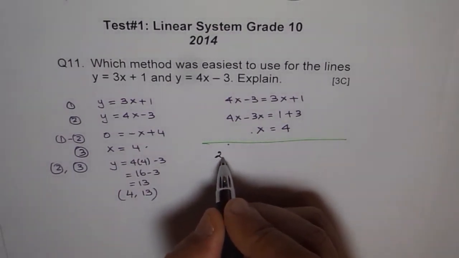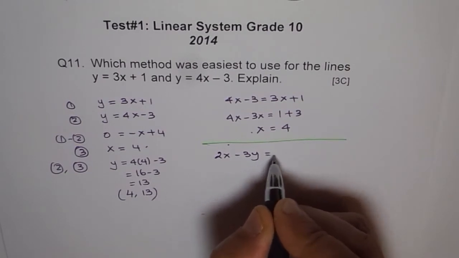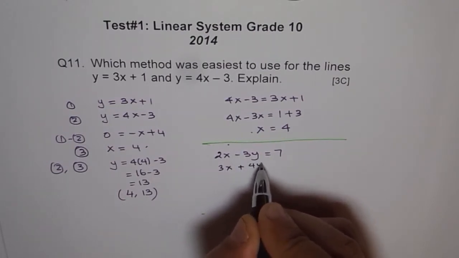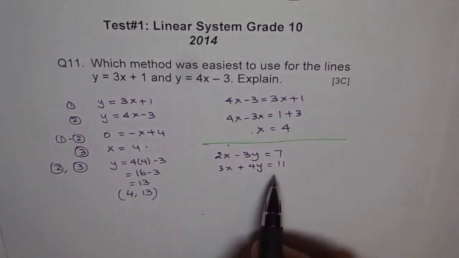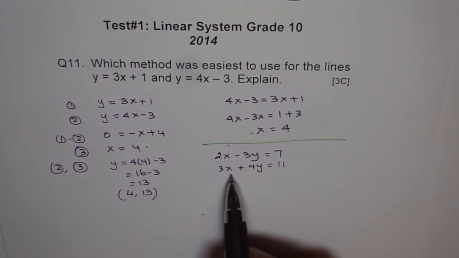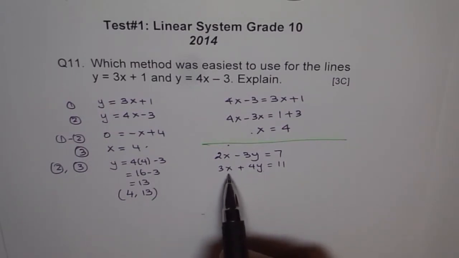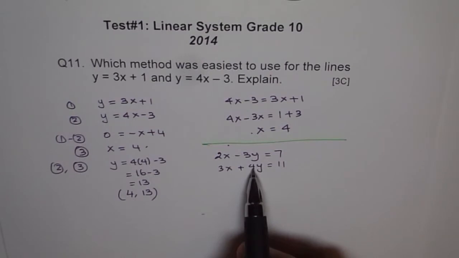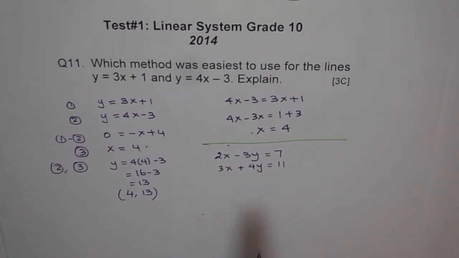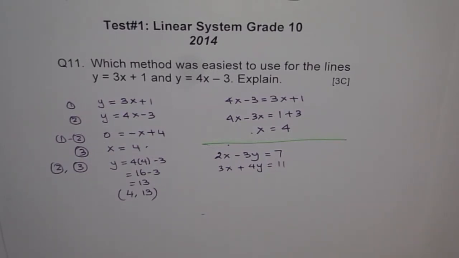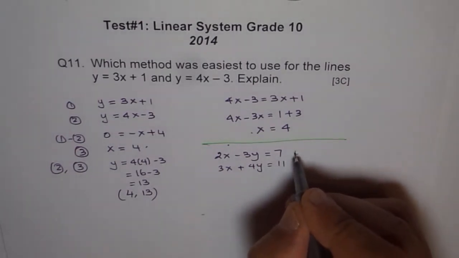But if I give you an equation like 2x minus 3y equals 7, and let's say 3x plus 4y equals 11, in this case it's not very easy to write what x is or what y is, because you'll end up with fractions. If I isolate x, for example, then I get terms like 4 over 3 or 11 over 3. So we have more fractions to deal with. In such a situation, substitution is not a good method. So here I will prefer elimination.